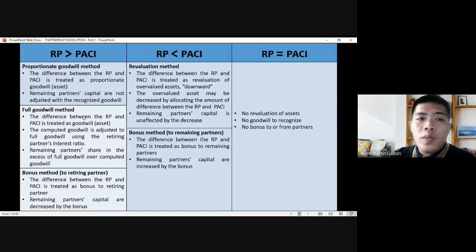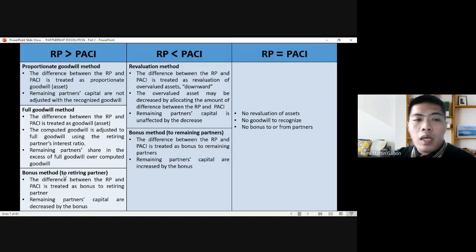Okay? Pag full goodwill naman, the difference of the retirement price and the partner's adjusted capital interest is treated as goodwill, which is an asset, but this time, the computed goodwill will be grossed up into a full goodwill, using the retiring partner's interest ratio. So later we're going to apply it in the problem solving. Then the remaining partners' share in the excess of full goodwill over the computed goodwill will be recognized as their respective shares, as an increase in their capital.